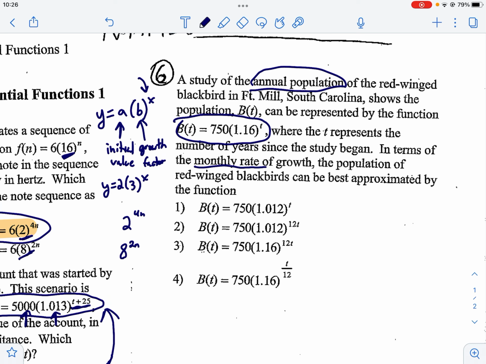An annual rate is something that's measured once per year, and obviously a monthly rate is measured 12 times every year. So thinking about our new exponential function, we're still going to have the same starting point, right? The initial value is going to be 750 either way. However, instead of having that rate of 1.16 and doing it once per year, we need to think about what if we did that 12 times per year. So we're going to raise that to the exponent of 1 over 12.